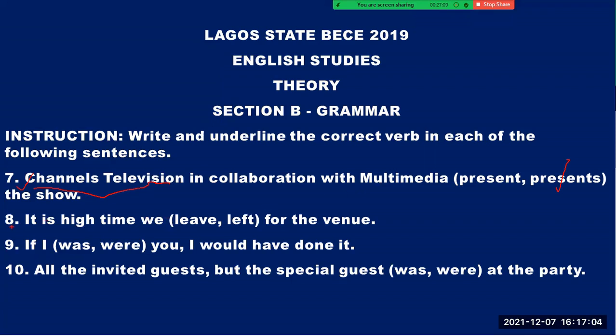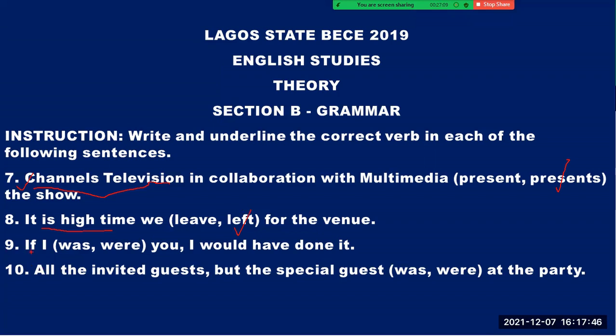Question number 8. It is high time we dash for the venue. Now, anytime you have it is high time or it is time, what follows must be the past tense of the verb. So it is high time we left for the venue. Whenever you hear people say it is high time we leave for the venue, it is out of ignorance of this grammatical rule. When you say it is high time, what follows must be a past tense of the verb. So take note of this. It is high time we left for the venue.